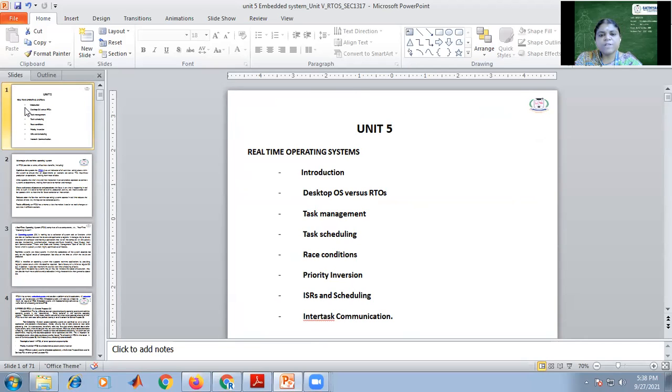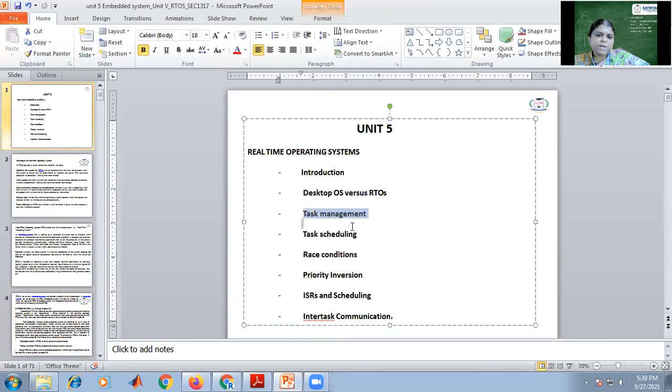So our unit 5 deals with the real-time operating system. We have the first topic, introduction, followed by the desktop OS and the real-time OS or RTOS. Then we have task management, task scheduling, race condition, priority inversion, interrupt service request and scheduling, and inter-task communication. From here, task management, scheduling, interrupt service request, and inter-task communication are all part of the work done by the kernel.